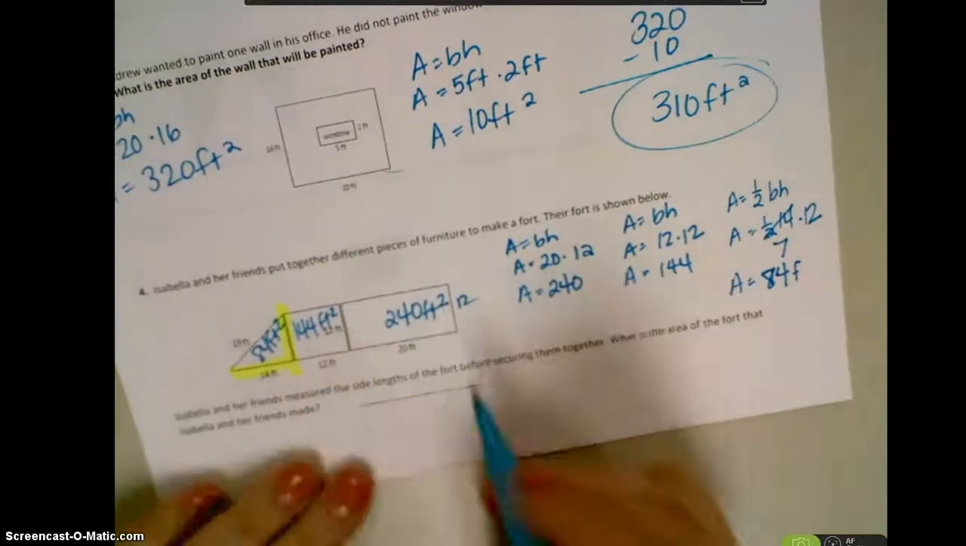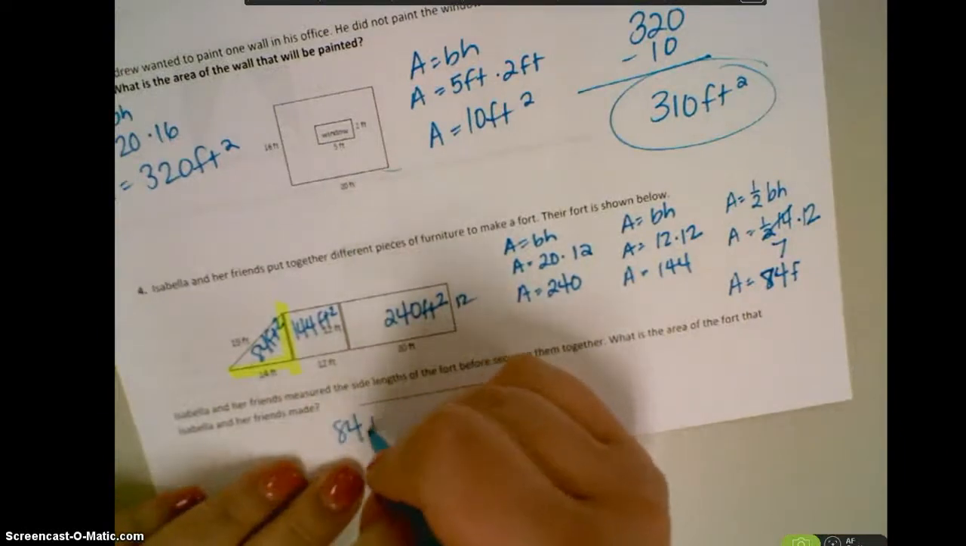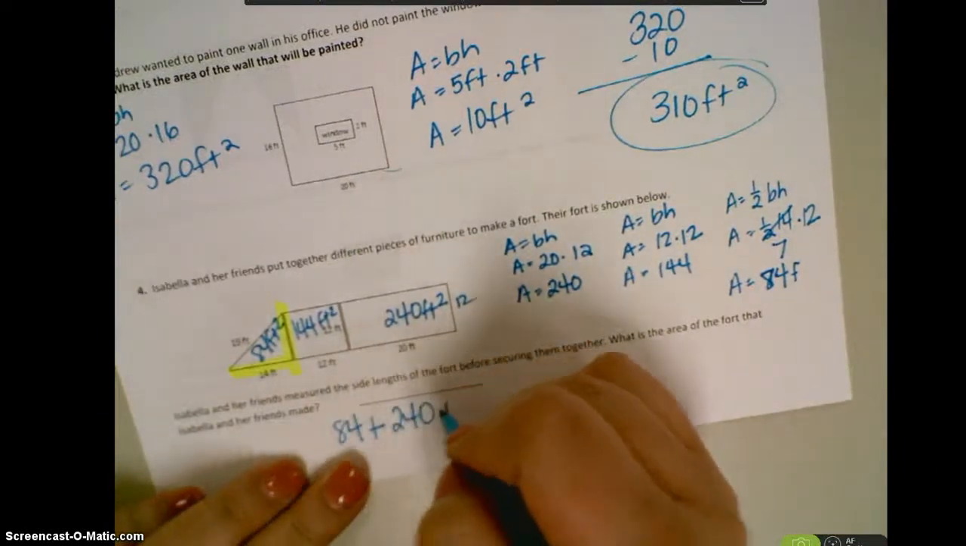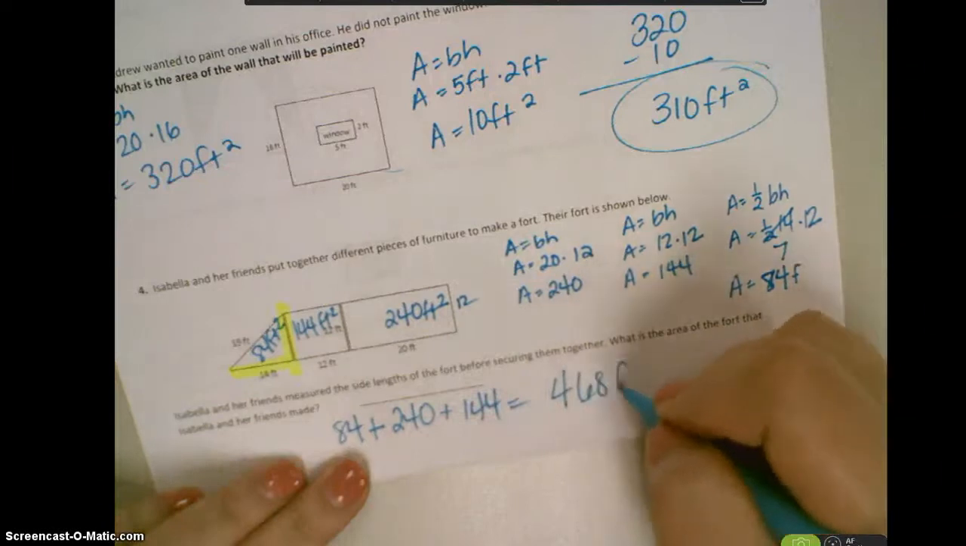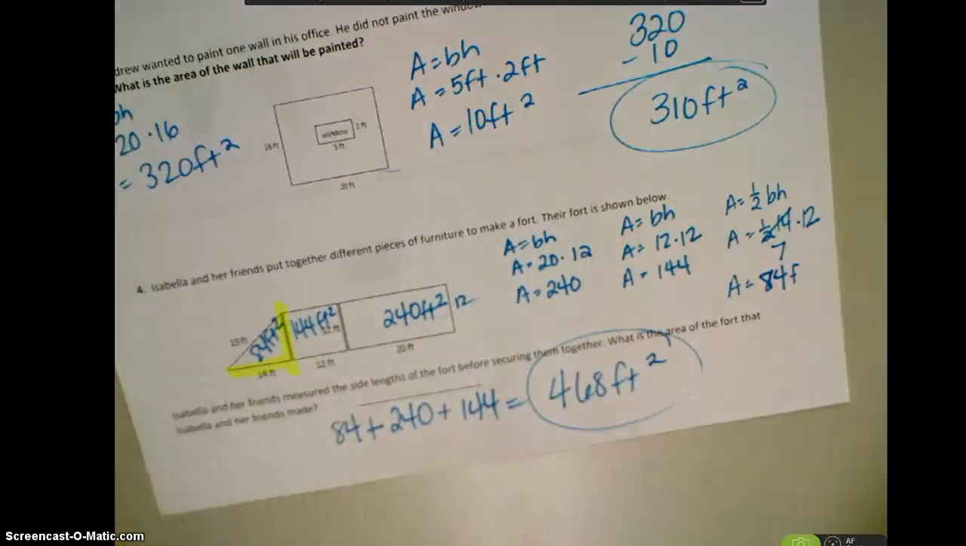And then when I add together 84 plus 240 plus 144, it's going to give me a total of 468 feet squared. That is that total. Okay. Next question. All right, Chambry is 5 centimeters shorter than Riley.